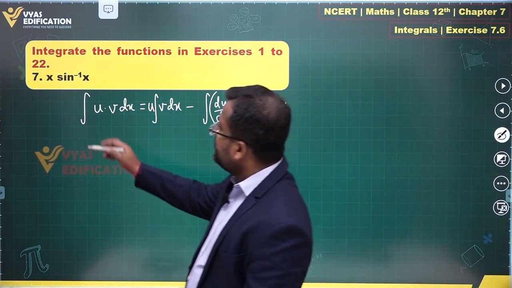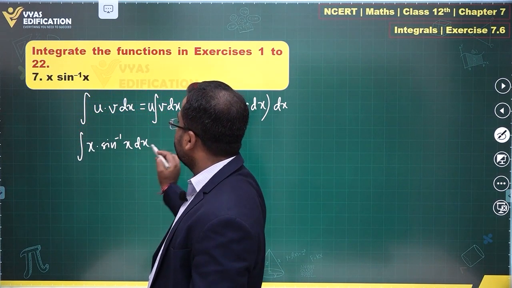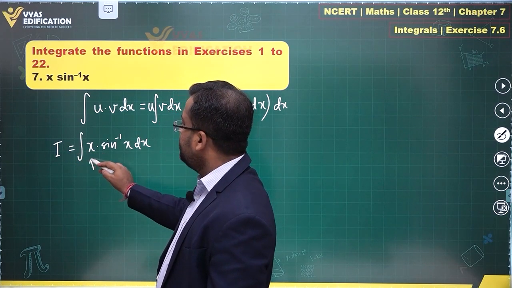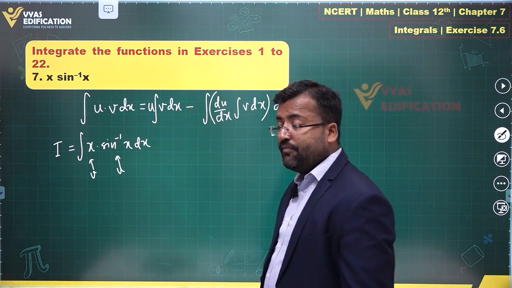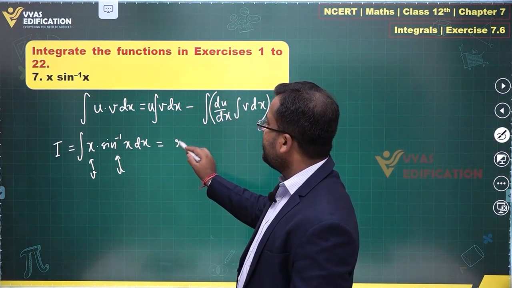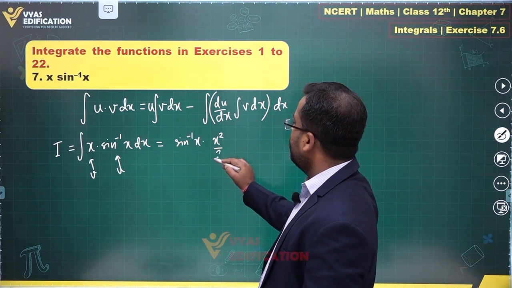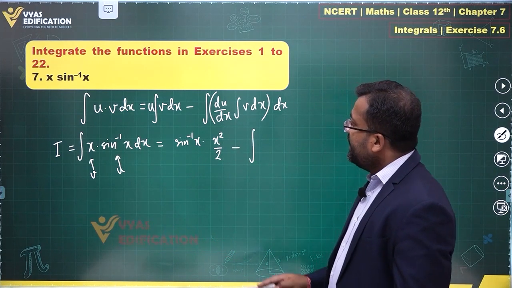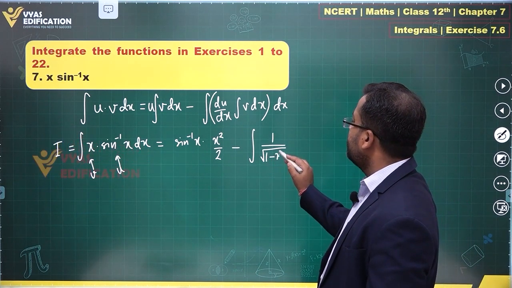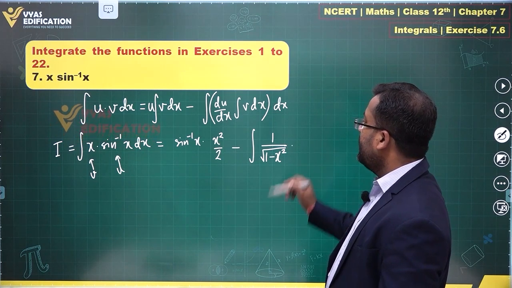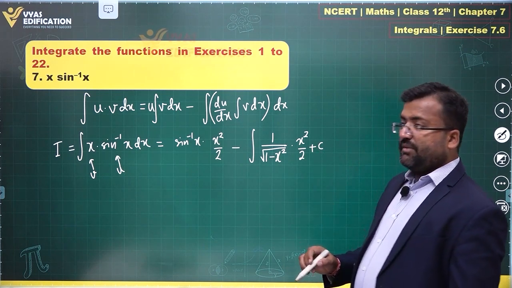In this particular function, integral of x sine inverse x dx for I, do you observe that this is more complicated and this is simpler? This will be v and this will be u. U, which is sine inverse x, will remain as it is. Integral of x is x square by 2, minus the integral of the derivative of sine inverse x, which is 1 upon root 1 minus x square, and integral of x, which is x square by 2 plus constant, is what I'll be getting, right?